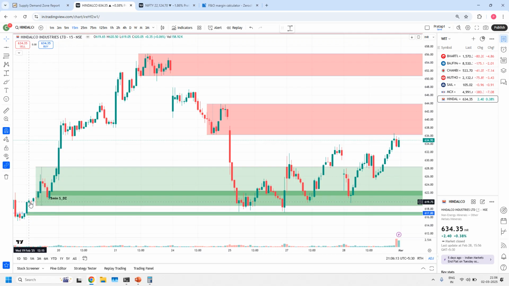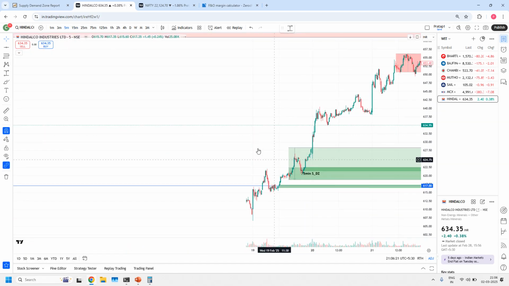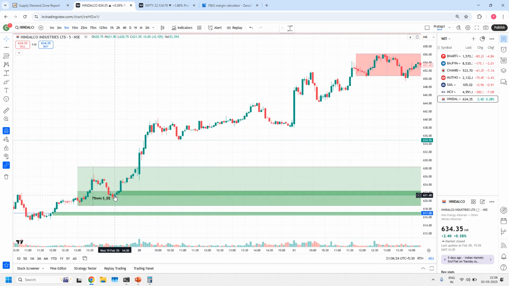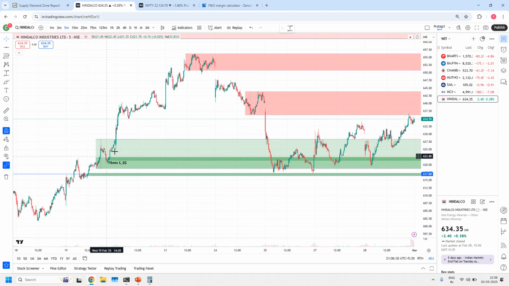We have a rally, 1, 2, 3, 4, 5 base candles and a rally. Inside this 15 minute zone, again there is a fine-tuned 5 minute zone. See here, you have a rally, 2 base candles and a rally. So your entry, probably either you take here, one possibility.